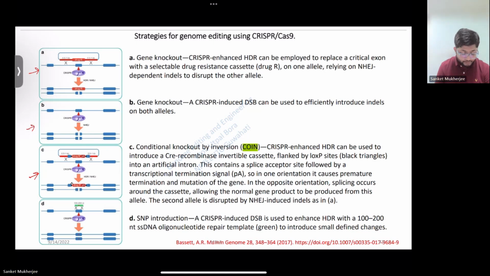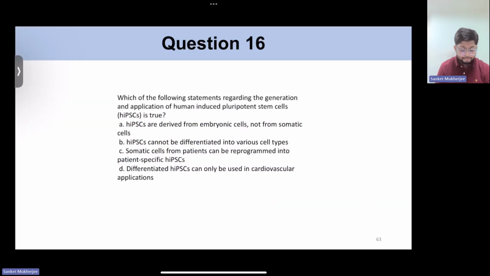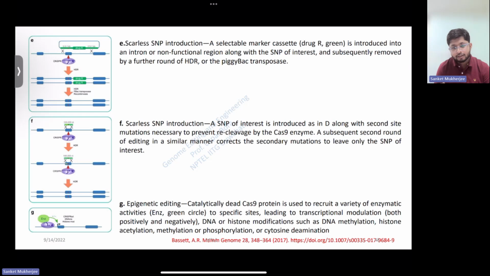Now, SNP introduction: the CRISPR-induced double-stranded break is used to enhance homology-directed repair with 100 to 200 nucleotide single-stranded DNA oligonucleotide repair templates to introduce small defined changes like single nucleotide polymorphisms. Scarless SNPs could also be performed using selectable marker cassettes. And then there is epigenetic editing as well, where a dead Cas9 is used to recruit a variety of enzymes.